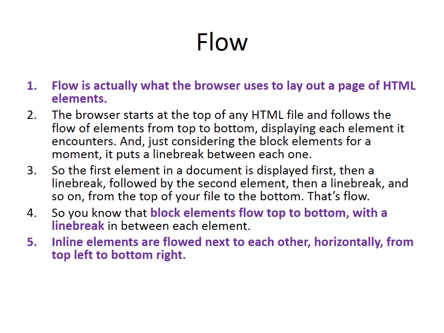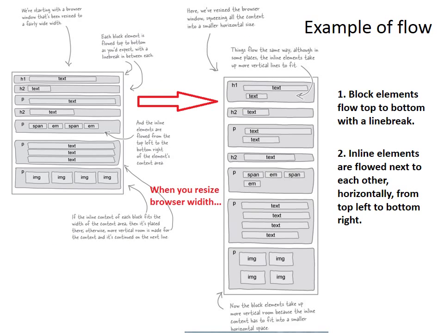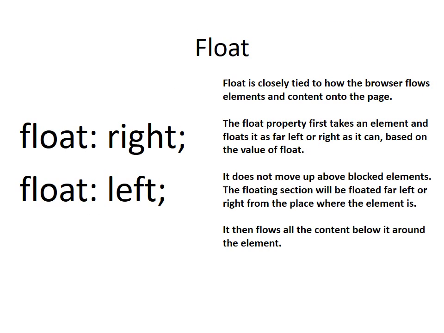The block elements put a line break between each one. They flow top to bottom with a line break in between each element. Inline elements are flowed next to each other horizontally from top left to bottom right. They will be shrunken or expanded when you resize the web browser. This describes the flow with block elements and inline elements. Float might be one little property, but the way it works is closely tied to how the browser flows elements and content onto the page.